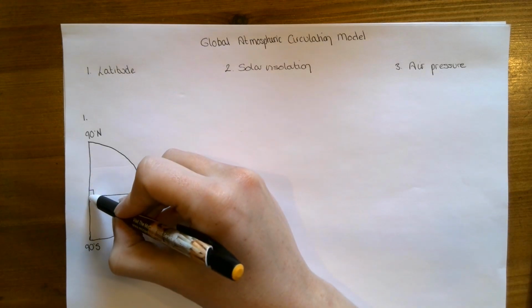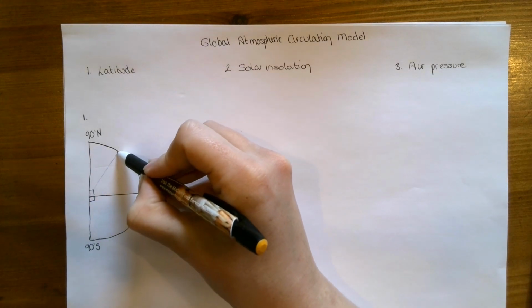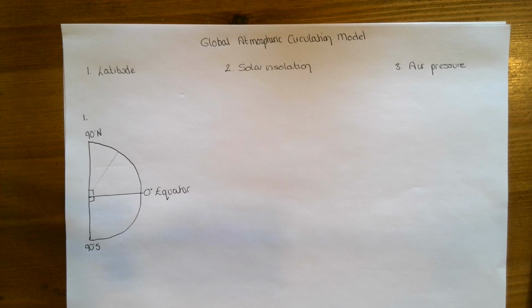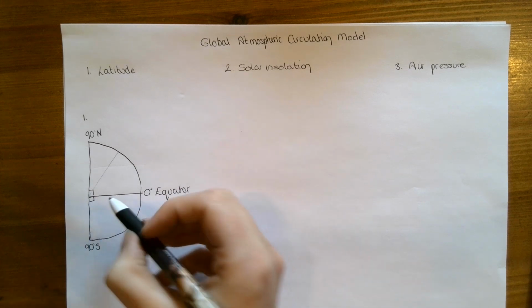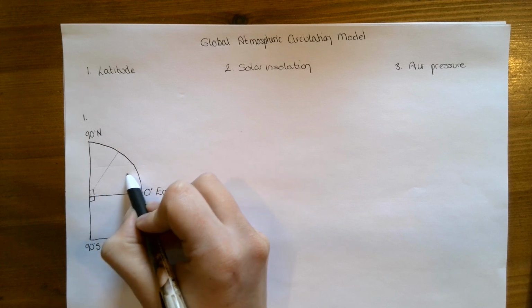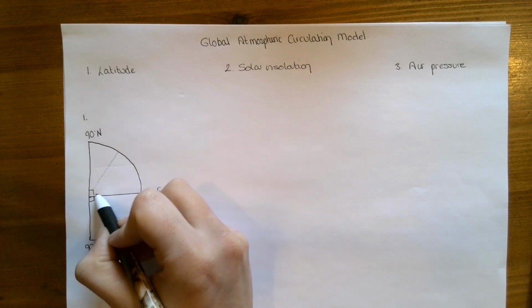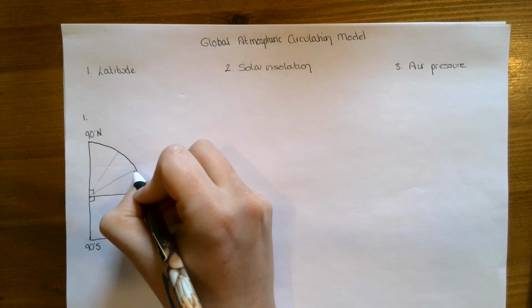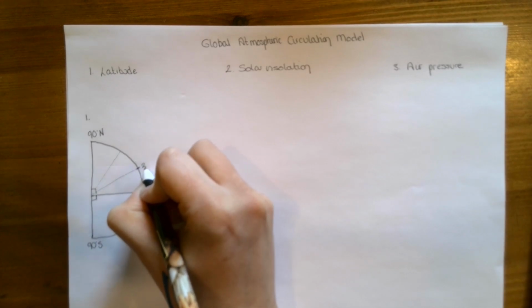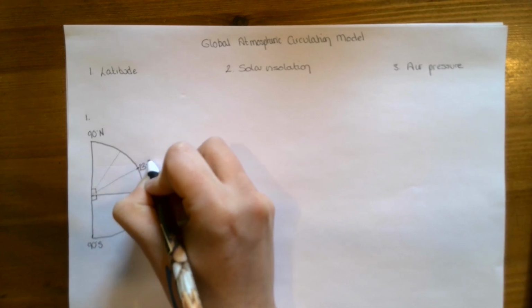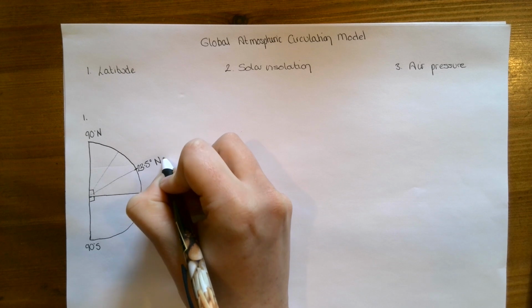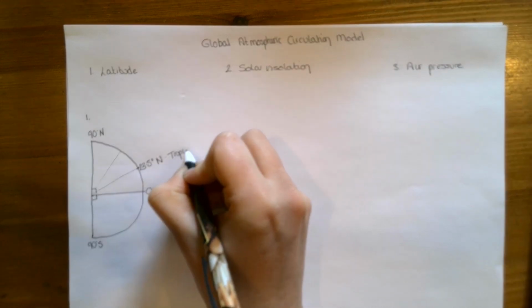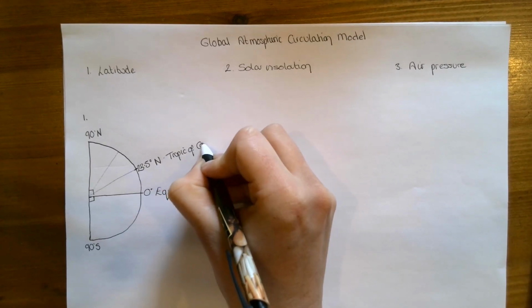So if we go like this, that's 45 degrees, because that's halfway through our right angle. Obviously, if I had a protractor, I'd be doing it with that, so it's a little bit inaccurate. And then halfway between 45 and 0, we're going to put 23.5 degrees north, and that's the Tropic of Cancer.